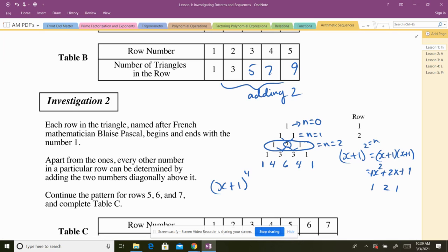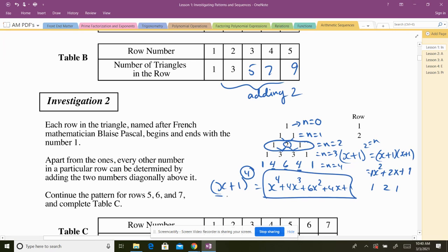But Pascal's triangle says that this is n equal to 3. This is n equal to 4. So right away, it used to be in Math 12, you could just go, I know the first term is going to be x⁴. The second term is going to be x³, but I use these as my coefficients. Then it's going to be 6x², and then it's going to be 4x, and then it's going to be 1. That's the expansion of this in one step.